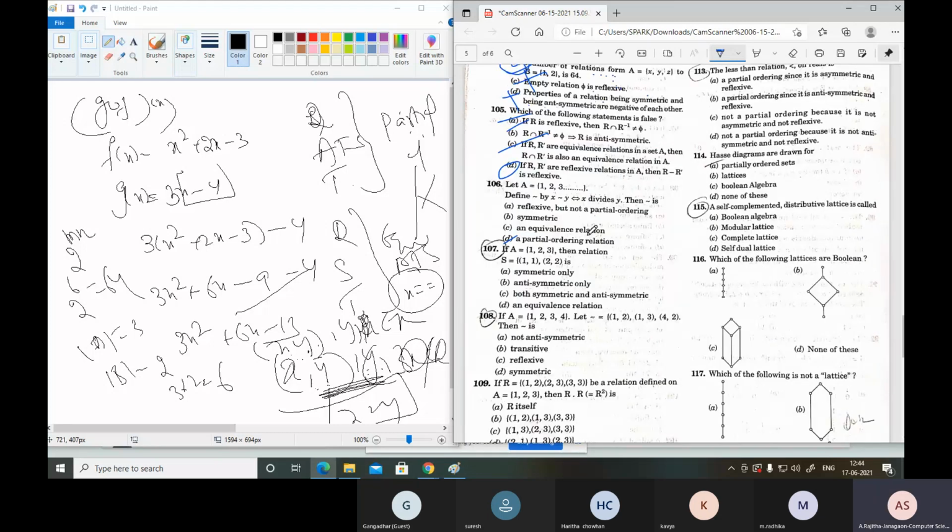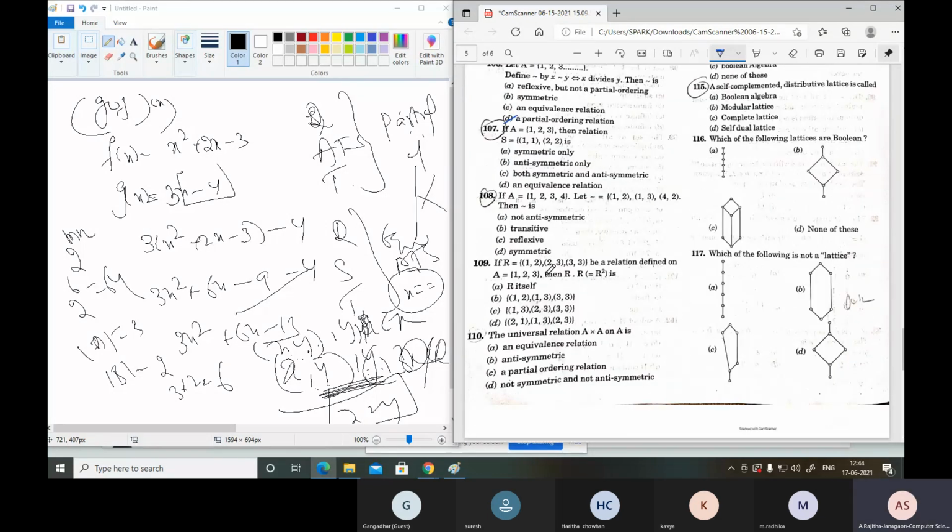Here this is equal to 1, 2, 3, then the relation 1, 1 and 2, 2. Here both symmetric and antisymmetric. Sometimes this is possible. Okay, like that you can check whether this is antisymmetric or transitive or reflexive, like that. So here R composition R equal to R square is what? Okay, so this is one problem.